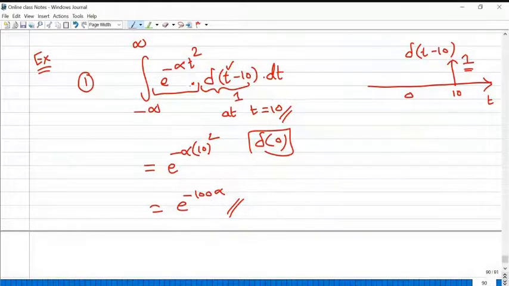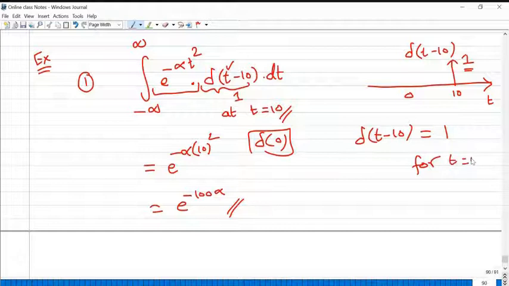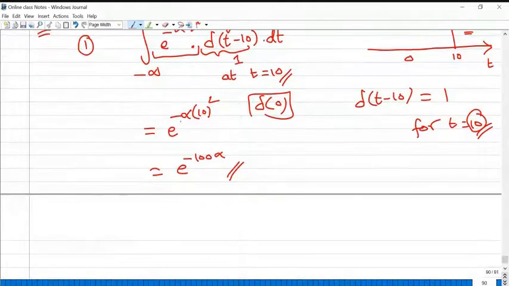Then write the result, with all the remaining terms in the expression having small t replaced by this value. In this example, delta of t minus 10 equals 1 for t equal to 10 only. So in the rest of the equation, wherever the small t variable is there, t is replaced by 10. That is your result. This is the way we have to solve the integration if the impulse function is involved.